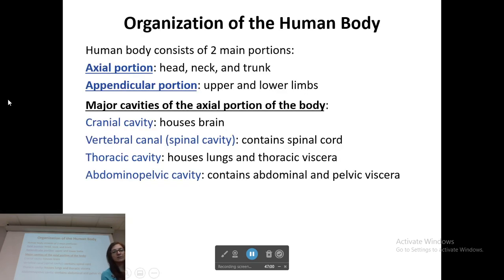I'm going to go back here and introduce this term here, viscera. When you hear that term viscera, think the organs. Because we're going to talk about visceral membranes and parietal membranes. And the visceral membranes, the viscera, that's those internal organs.